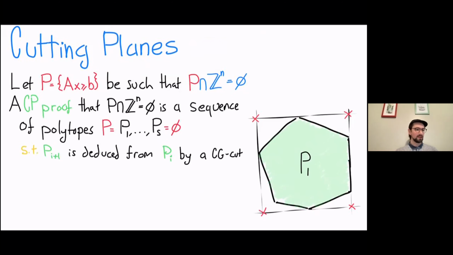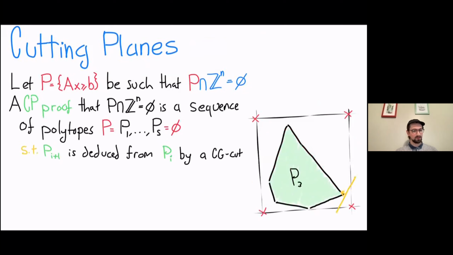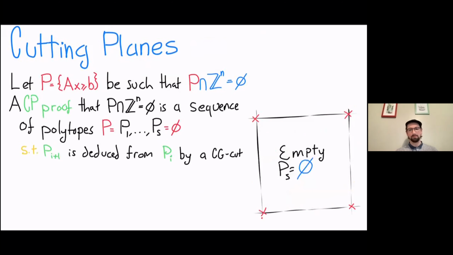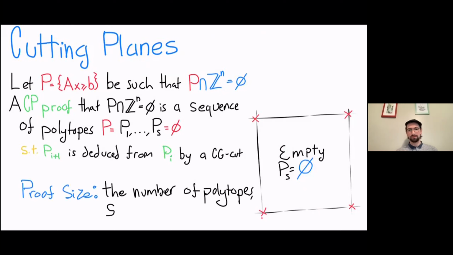So here we have P1, the initial polytope. There's a valid half space, there's a CG cut, another valid half space, CG cut, P3, valid half space, CG cut, you get P4, and again, you get P5, P5's empty. So this is a cutting planes proof of the fact that this polytope didn't have any integer solutions. And the size of the proof is just the number of polytopes in this sequence.